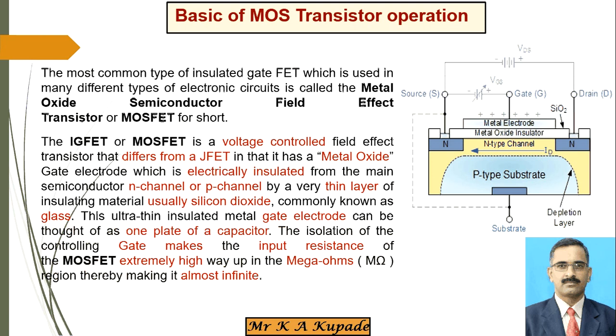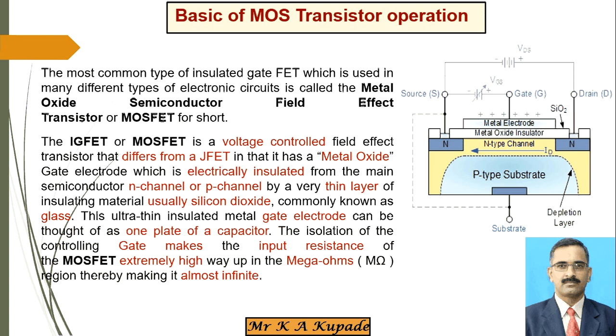This thin layer of insulating material is commonly known as silicon dioxide, which is called a glass type material, or simply glass. Now, the ultra thin insulated metal gate electrode can be thought of as one plate of a capacitor. That means the MOSFET sometimes acts like a capacitor due to this function. I am not saying that it is a capacitor, but here it can be thought of as one plate of a capacitor.